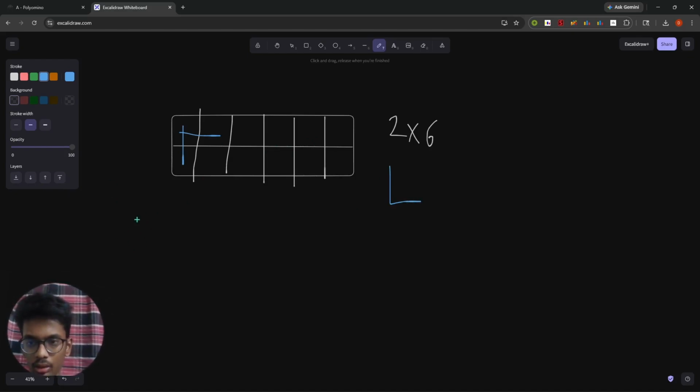So if I rotate a vertical domino, it would become a horizontal domino, but a horizontal domino already exists, and if I rotate a horizontal domino, it would become the vertical domino, and the vertical domino already exists. So it doesn't make sense doing it that way. And if I rotate it a complete 180 degrees, horizontal would become horizontal once again, vertical would become vertical once again. So it doesn't make any sense rotating the dominoes. Now coming to rotating the L-shaped piece.